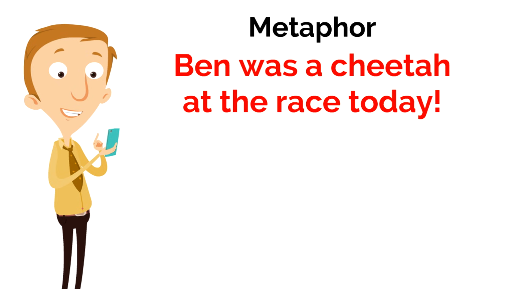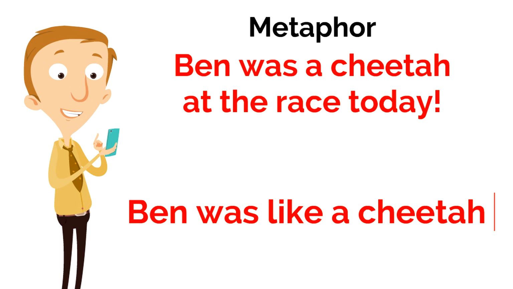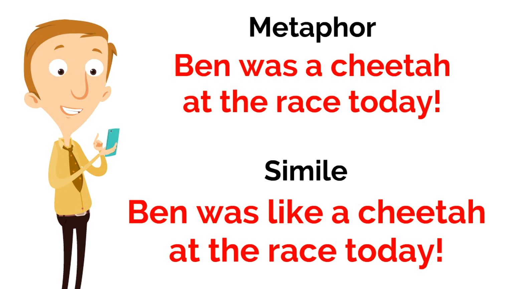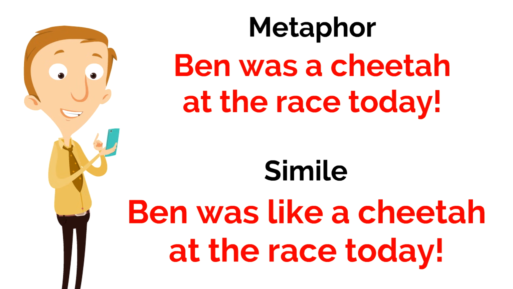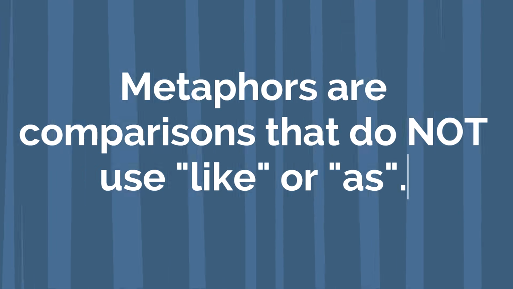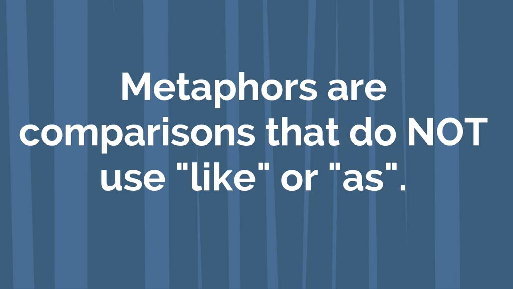Okay, let's pretend we did use the word like or as. What if our example was, Ben was like a cheetah at the race today? That makes it a different type of comparison called a simile. A simile is different than a metaphor because a simile makes a comparison using the words like or as. Remember, metaphors are comparisons that do not use like or as.